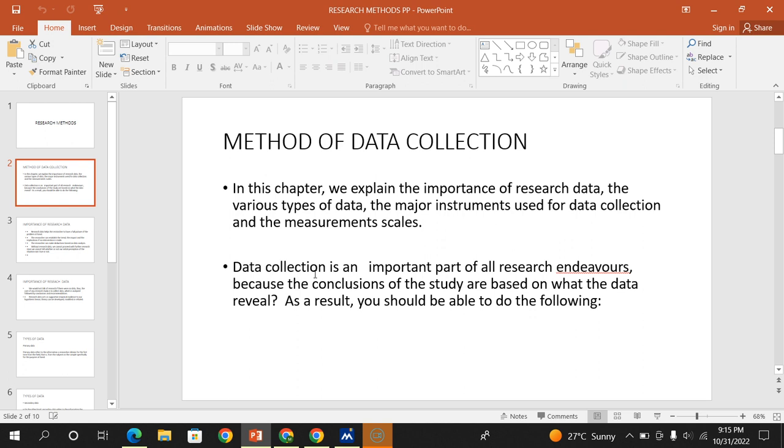First, data collection is an important part of all research endeavors because the conclusion of the study are based on what the data reveals. As a result, you should be able to do the following.